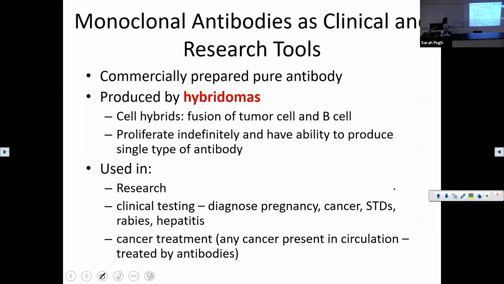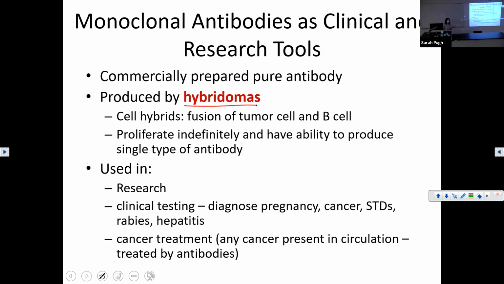Now we mentioned this already. This is the monoclonal antibodies. So remember, this is basically where anytime they can produce a pure antibody commercially. And I want to talk a little bit about what these are, how companies produce monoclonal antibodies. So they're actually produced by something called a hybridoma. These are cell hybrids. So basically what they do is they fuse a tumor cell.